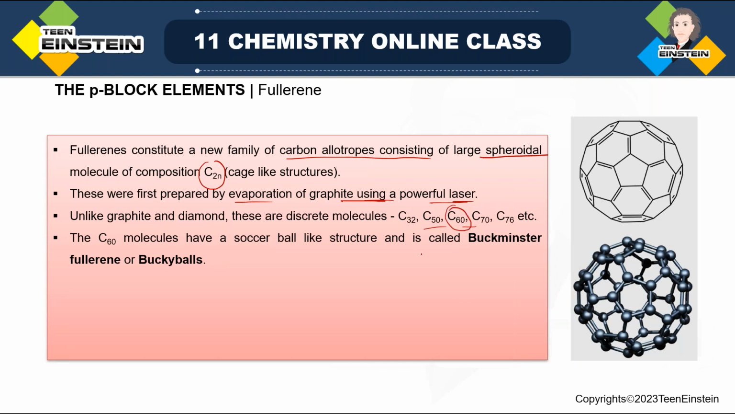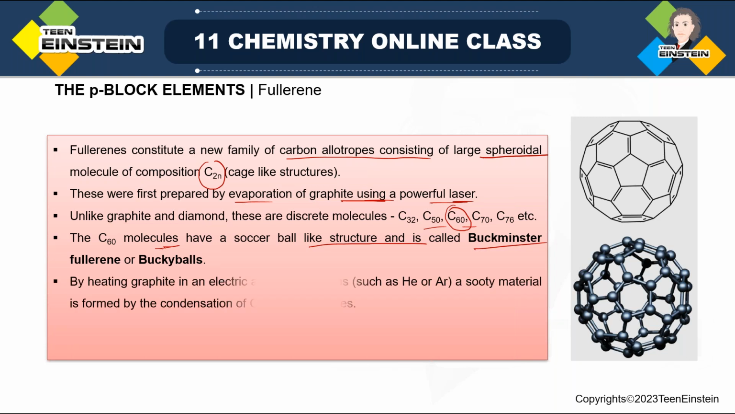The C60 molecule, there may be many variations of it. These molecules have a soccer ball-like structure, and the name is Buckminsterfullerene or buckyballs because of its similarity in shape or structure.